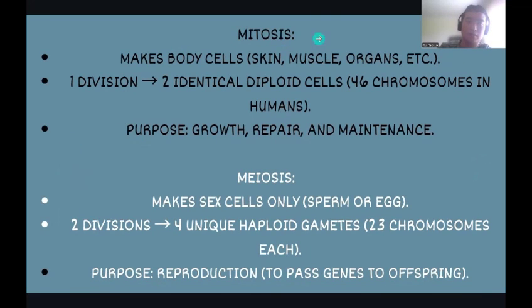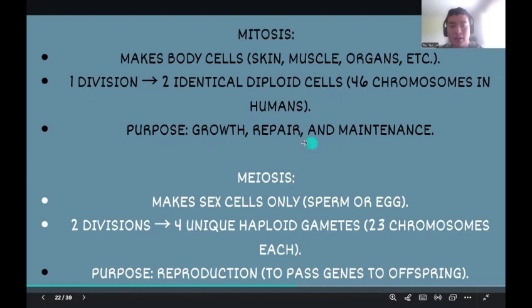So mitosis makes body cells: skin, muscle, organs. One division becomes two identical diploid cells, 46 chromosomes in humans. So they are like a pair of chromosomes, and this 46 is 23 kinds of chromosomes. The purpose is growth, repair, and maintenance, making body cells.